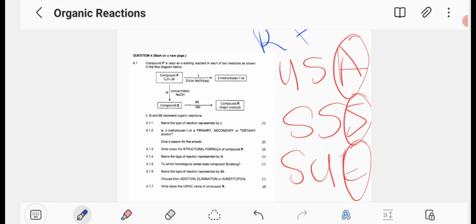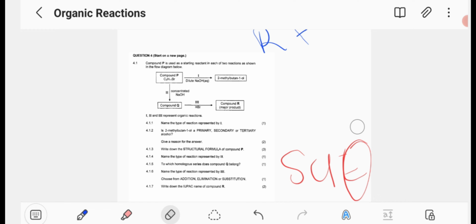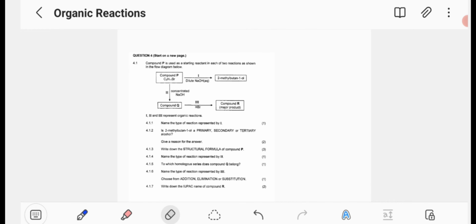They will always ask what type of reaction is represented there, or they'll say name the type of reaction represented by equation 1 or reaction 1, or things like that. Now let us zoom in a little bit and try to answer the questions as they are asked.